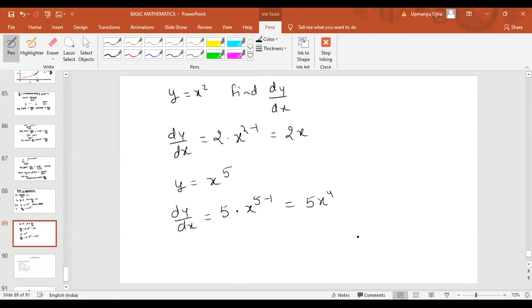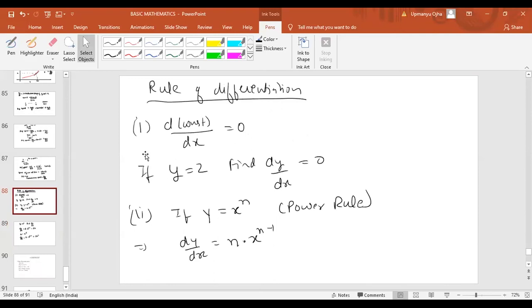That is why I'm telling you now. First rule is that if y is constant, like y equal to c, where c is any constant. Constant means it is independent of x. Like y equal to 1, 2, 3, 4, 5, 6, any value you take, minus 1, minus 2, minus 3, minus 4, any rational value, irrational value, any value you take, but it should not be a function of x, means it should not depend upon x. If that is the case, then the differentiation of constant with respect to x will be 0.